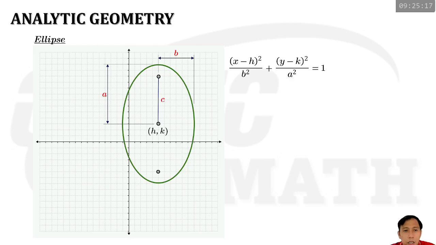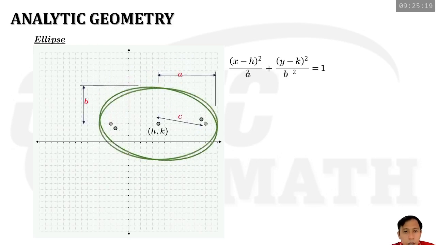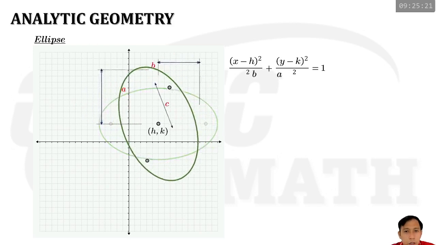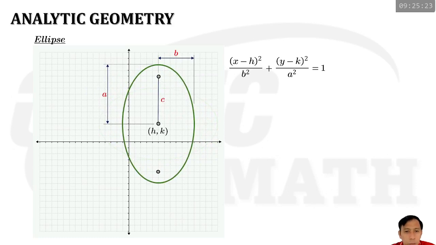Now, if interchange natin, may baliktad naman, no? Kanina, ganito. So, yung b should now be along x, no? So, nasa baba na siya ng x. And y naman, yung a naman, major axis, semi-major is along y. So, nasa baba na siya ng y minus k squared. Okay?